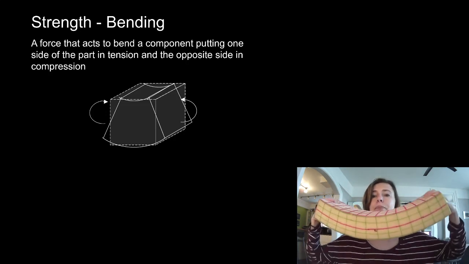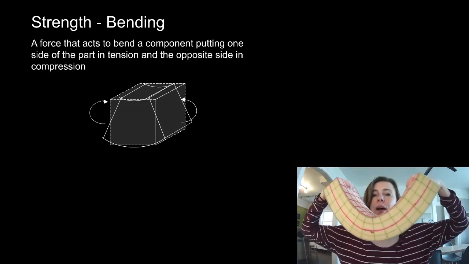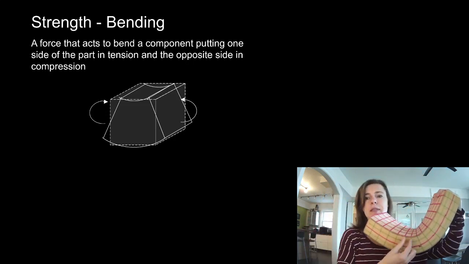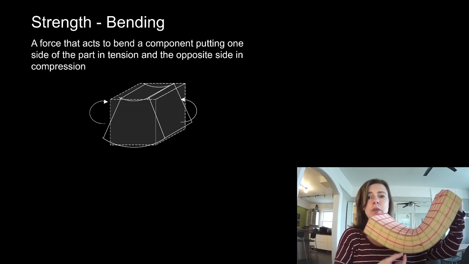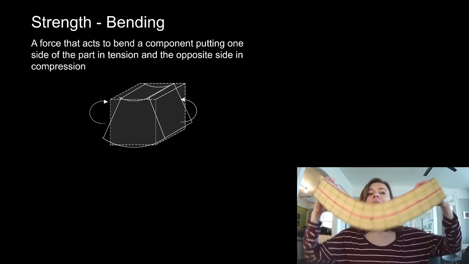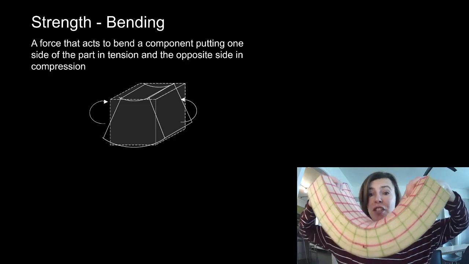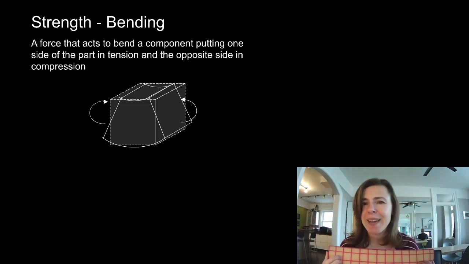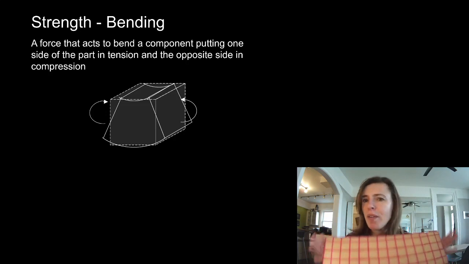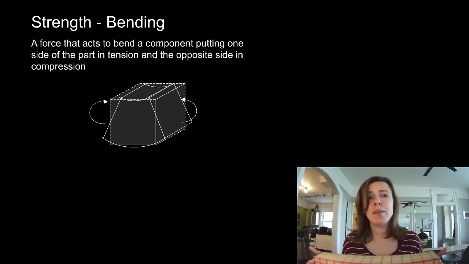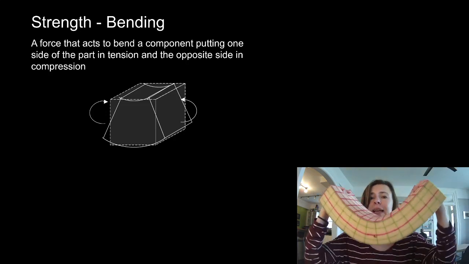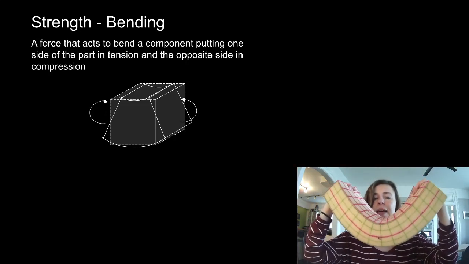I am going to bend this. Now, here's what I love about this. Look at the top right here. It got shorter. And this right here, it got longer. It puts compression on one side and tension on the other. It looks like it all comes back to tension and compression in the end. Whatever force we're talking about, ultimately, it tends to come back to tension and compression. But bending puts compression on one side and tension on the other.